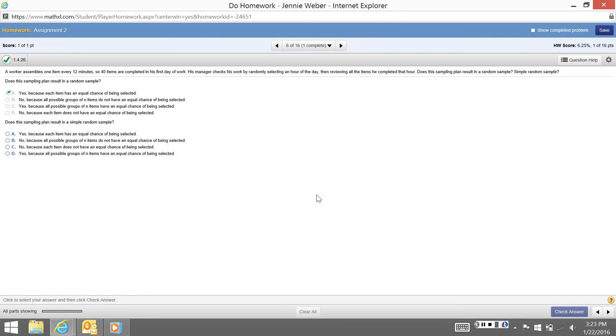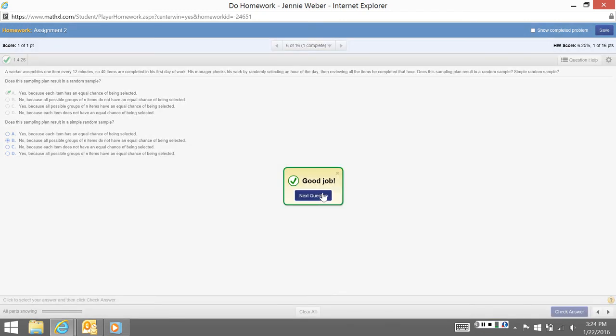Anytime there is any specific group number, like for instance, I'm going to pick a certain hour of the day, or I want a certain number of freshmen versus sophomores, it can't be simple random. So this is no, because all possible groups of n items do not have an equal chance of being selected. So if you can't break it into whatever groups you want, it's not a simple random.